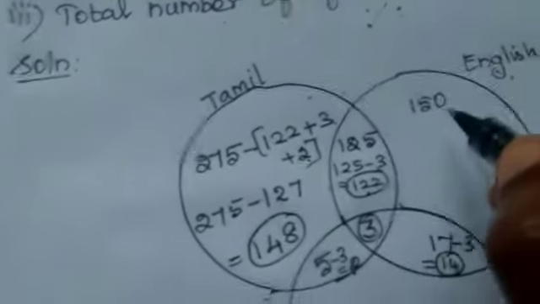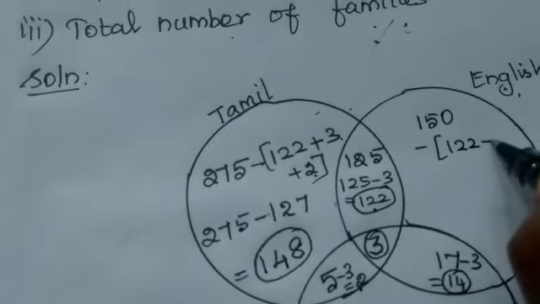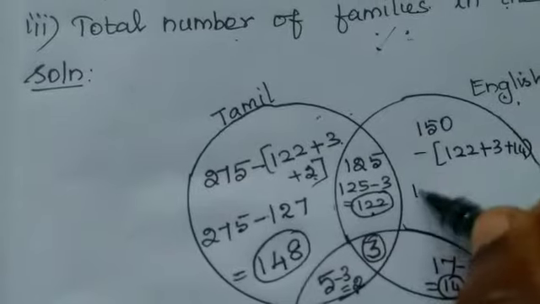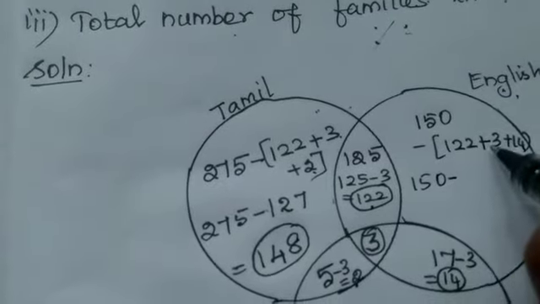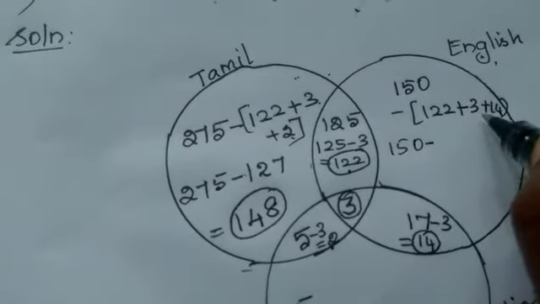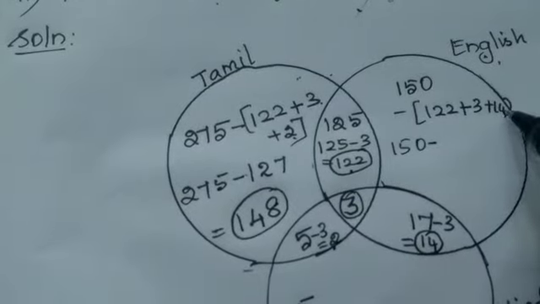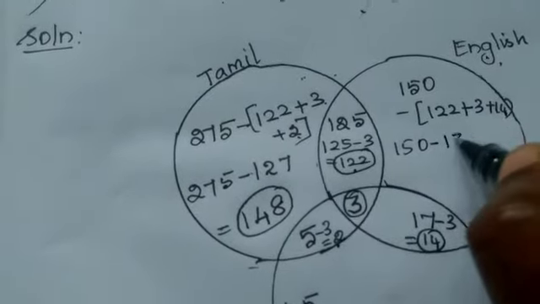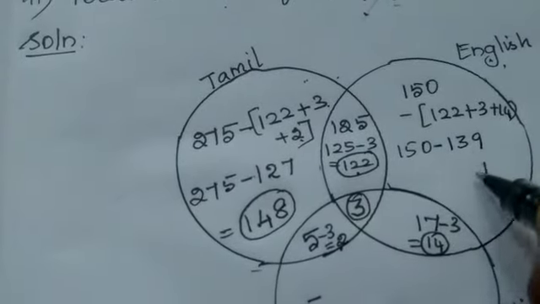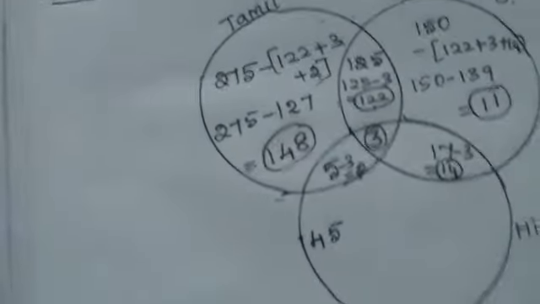Next, English in the same way: 150 minus 122 plus 3 plus 14, that is 150 minus 139. 125 plus 10 is 135, plus 4 is 139. Now 10 minus 4 is 11. 11 people buy only English newspaper.